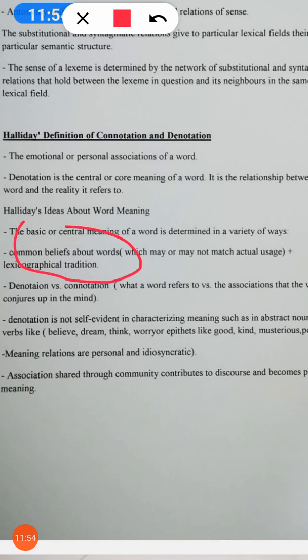The common beliefs about words sometimes do not match, as we have said, the actual usage, because meaning is determined by context, as we have said. And the other element that should be incorporated within the common beliefs is the lexicographical tradition.